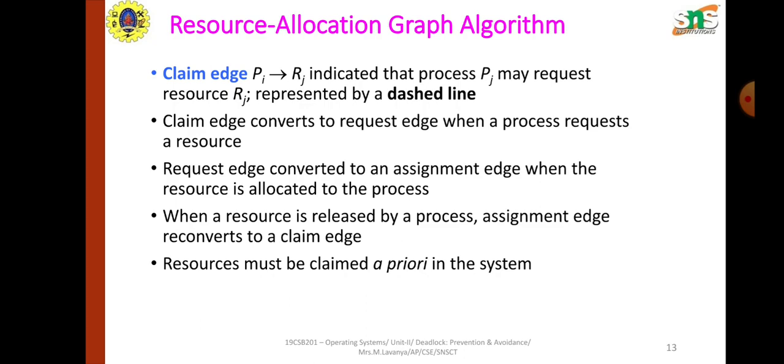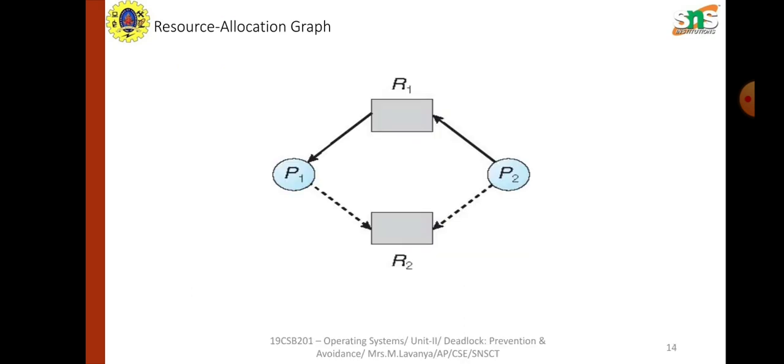Okay, in this, the claim edge converts to a request edge when a process requests a resource, and the request edge converts to an assignment edge when the resource is getting allocated to the process. When a resource is released by the process, the assignment edge is reconverted into a claim edge. The resources must be claimed prior in the system, that is, before the process enters its execution, it must declare all its resources, right? So all the resources must be claimed priorly in the system.